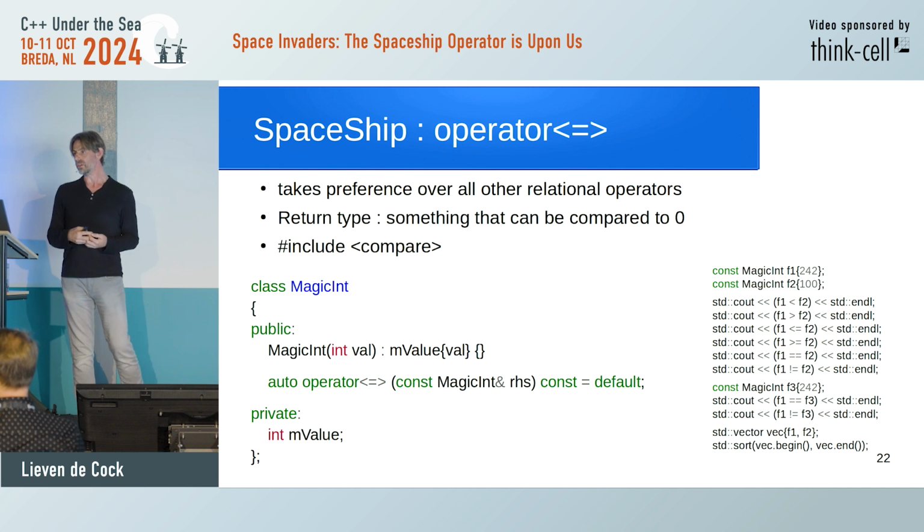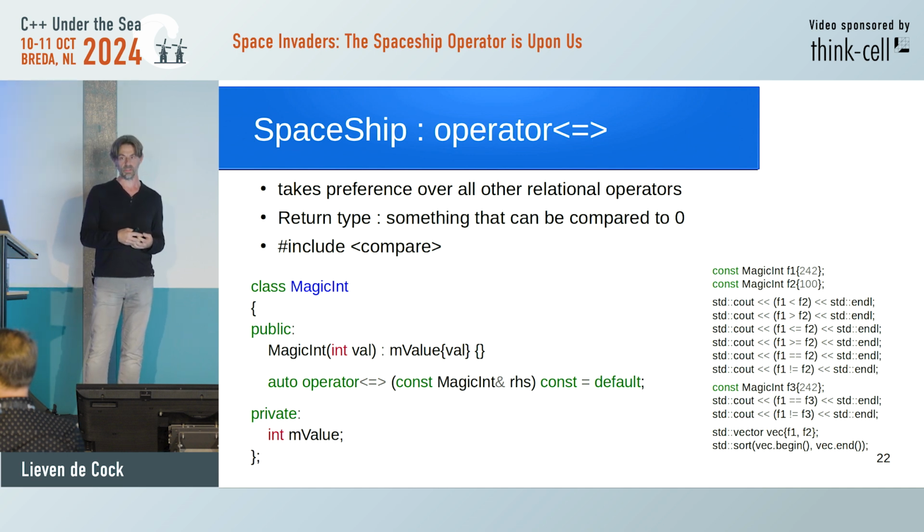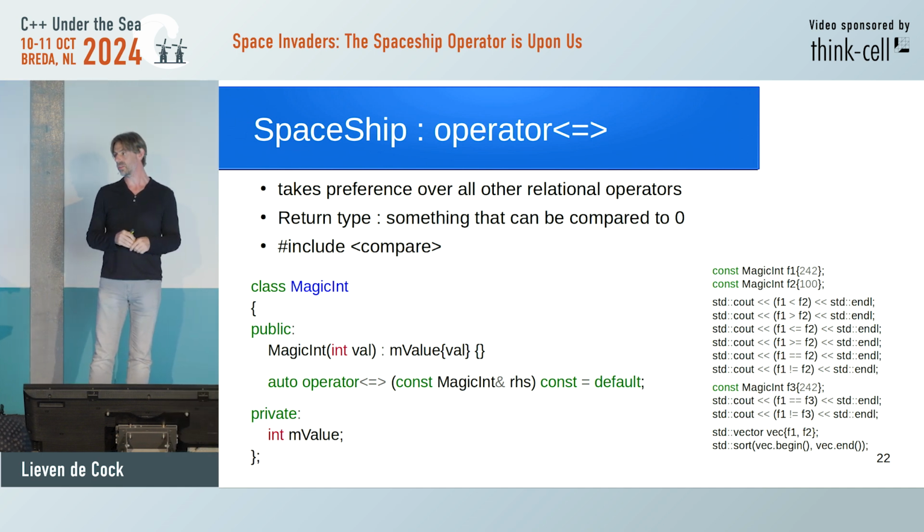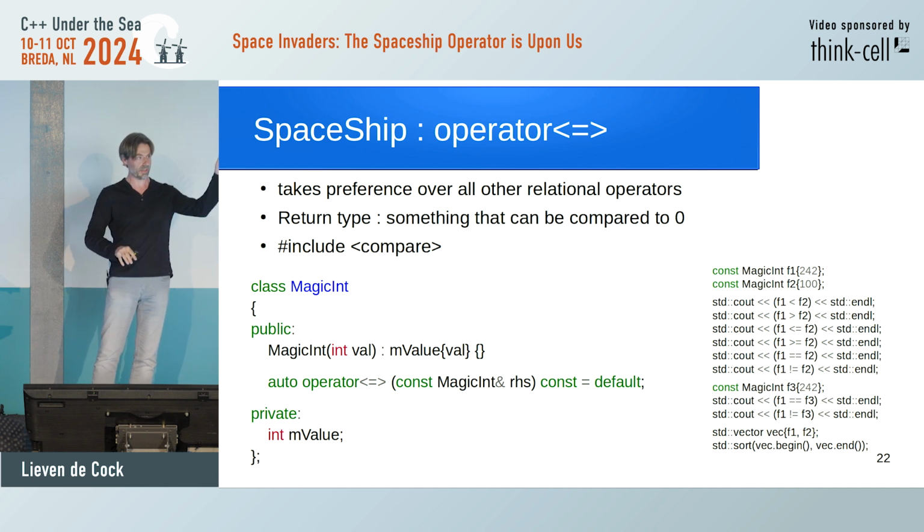And what is the return type of the spaceship operator? For now, we're going to ignore it. The only thing we know, it is something which can be compared to 0. It is of a certain type. For the moment, we don't care. Auto everywhere. But no, for now, it's something which can be compared to 0.